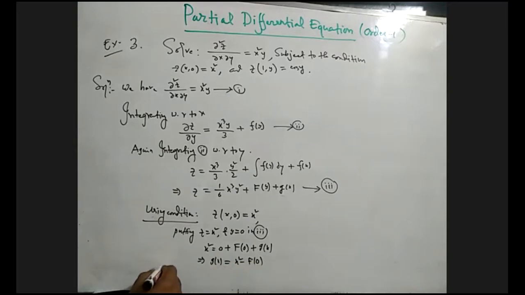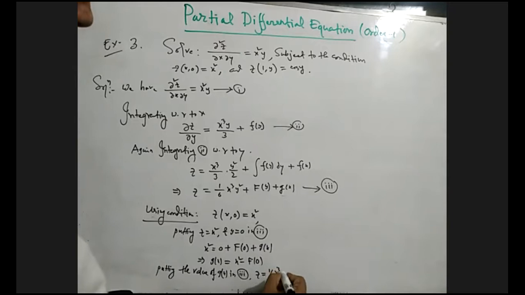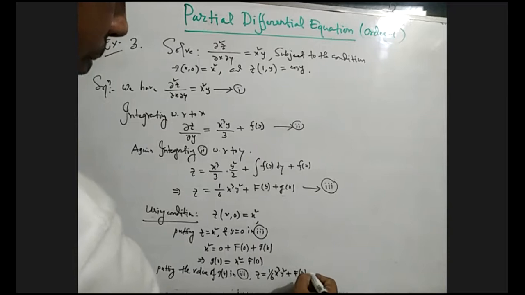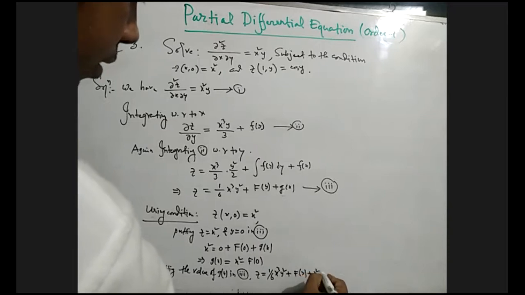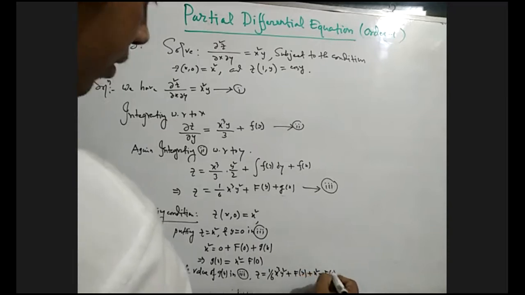Now putting the value of z of x in equation 3, z equals 1 by 6 x cube y square plus f of y plus x square minus f of 0.